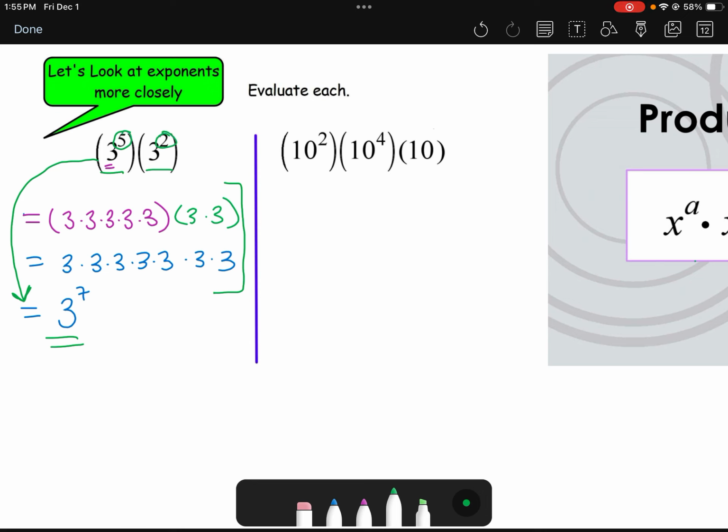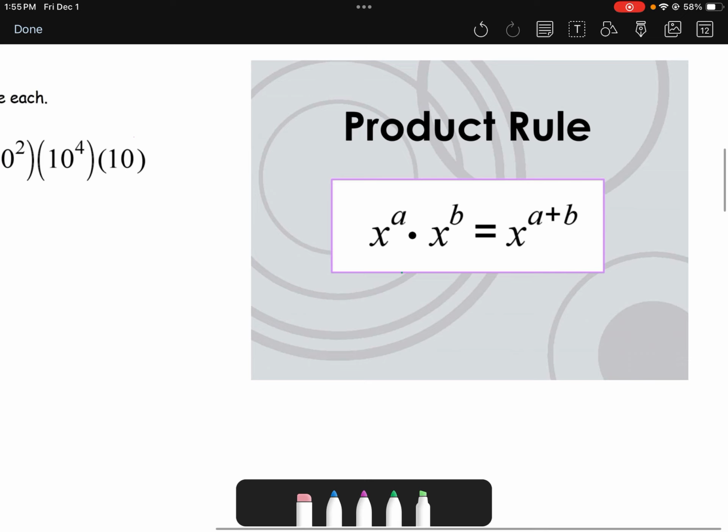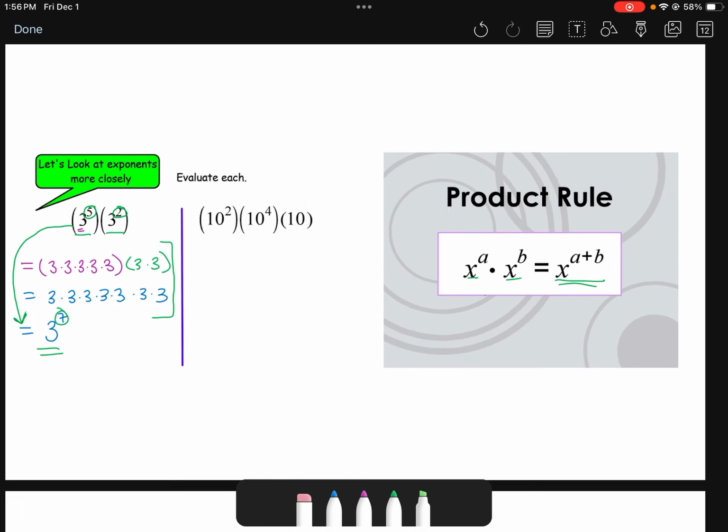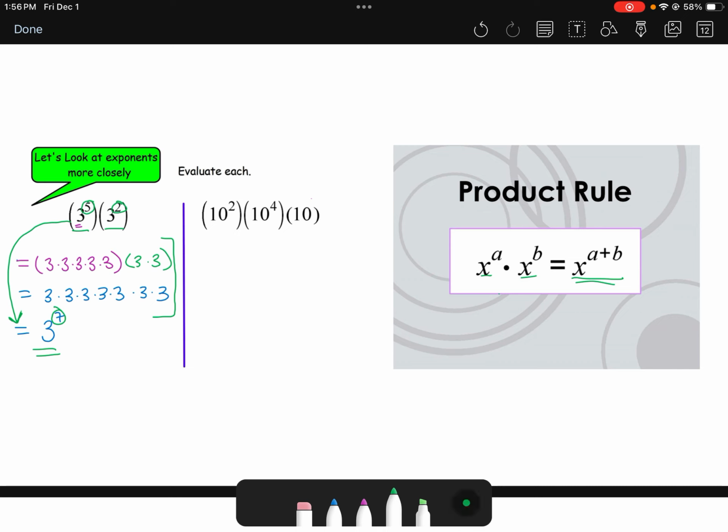Let's see if we notice something. 5 and 2. How do we get to 7? You add them. Okay, so this is called your product rule. If they have the same base, so x to the a times x to the b, where a and b are just numbers, it's equal to x to the a plus b. So what you're doing is you're just adding the exponents. Again, you can do it the long way, or you can apply the shortcut.